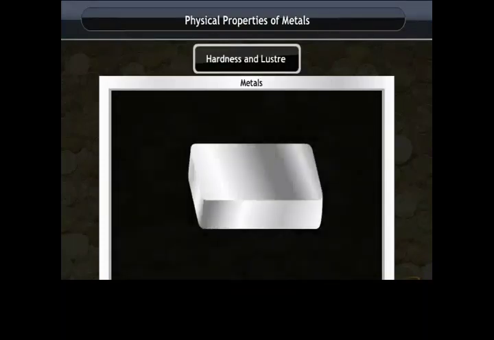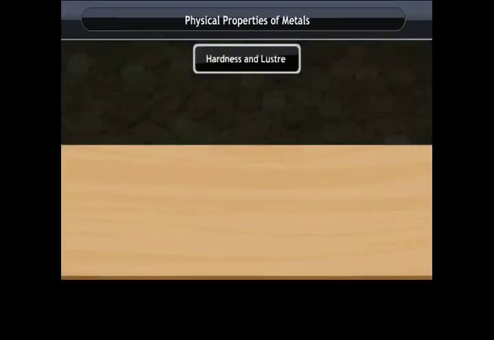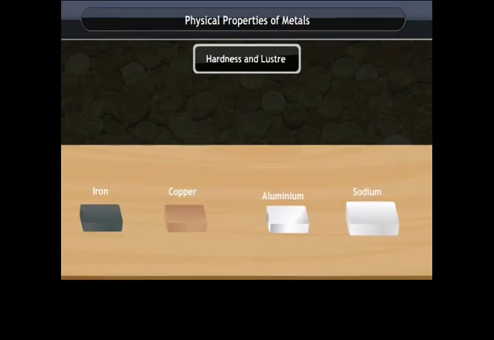Let us understand it with the help of an activity. Take samples of iron, copper, aluminium and sodium. Note the appearance of each sample. You notice that all are silvery look and of shiny surface. Cut with knife of each of them one by one and notice. You will observe that only sodium can be cut by knife, but rest cannot be cut.